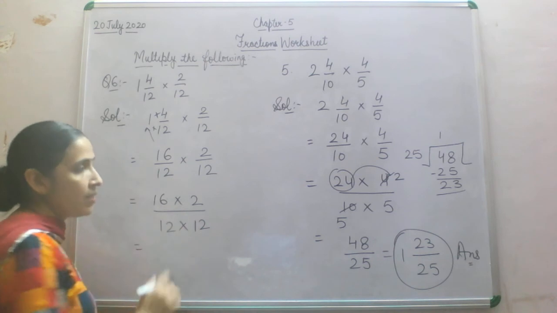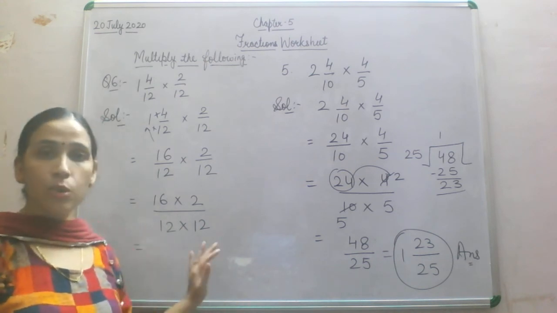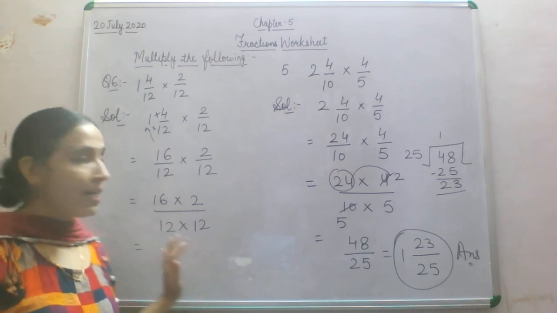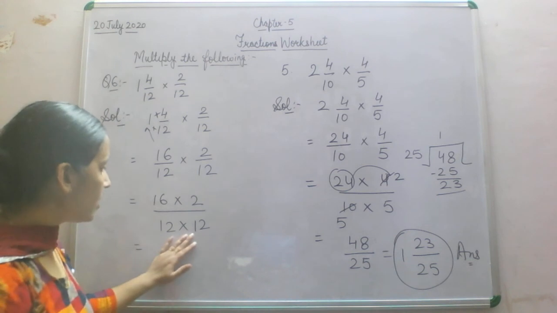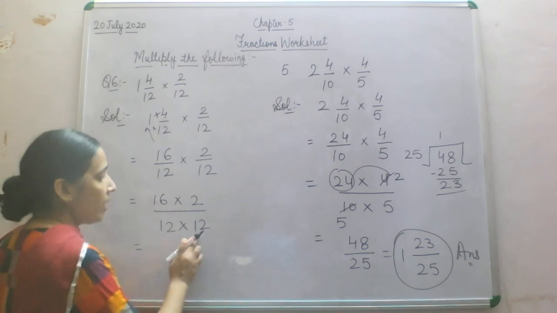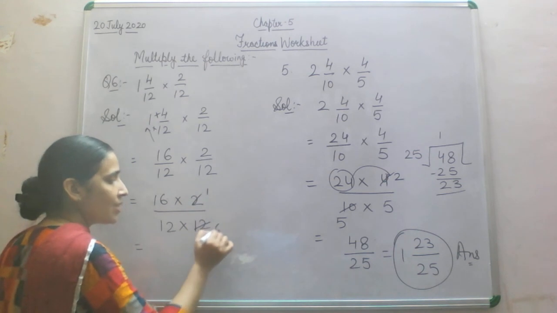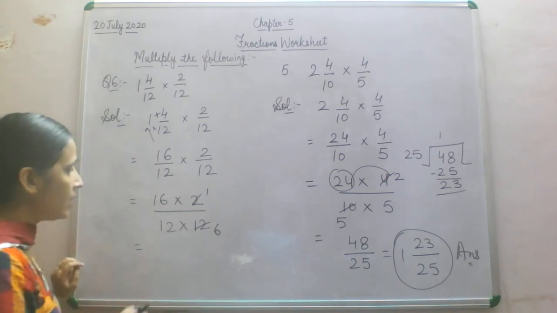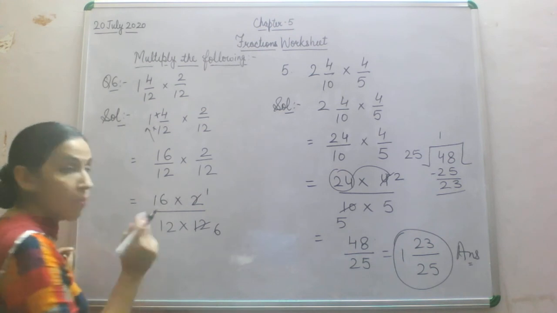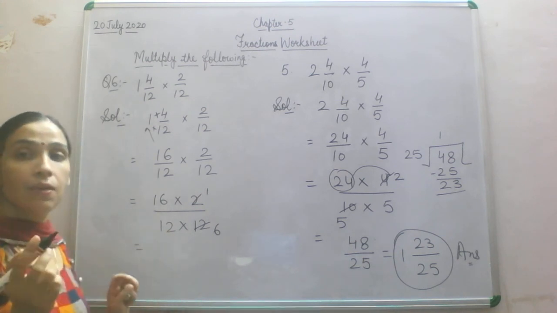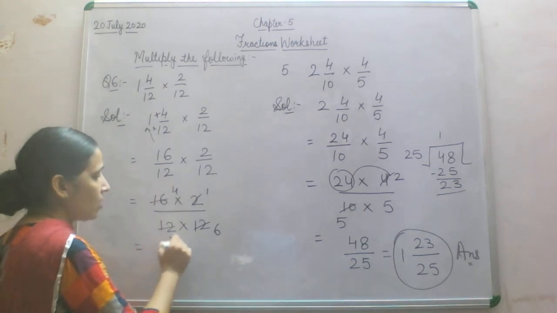Now we have to see if we have any common factor. We will cancel those common factors here, and after that we have to find out what is remaining. Now here you can see that this 12 comes in the table of 2 also. 2 ones are 2 and 2 sixes are 12. Now again you can see 16 and 12. These two numbers have a common factor, that is 4. Now 4 fours are 16 and 4 threes are 12.